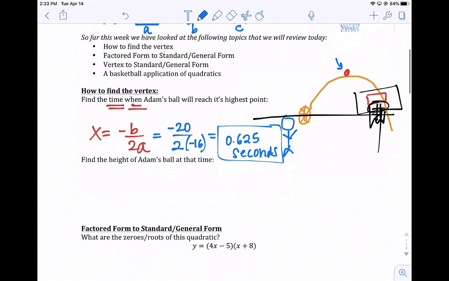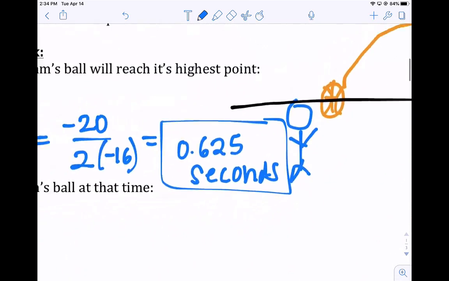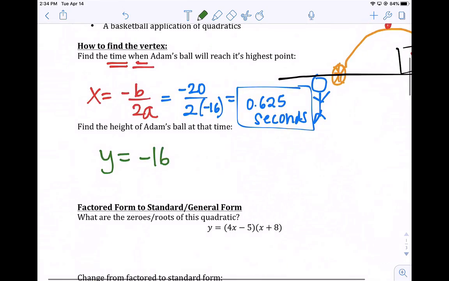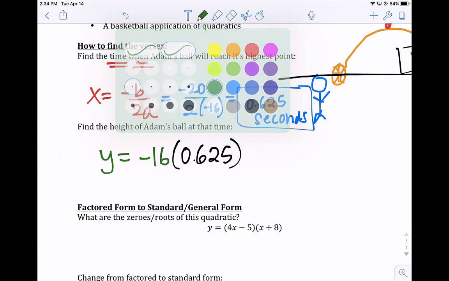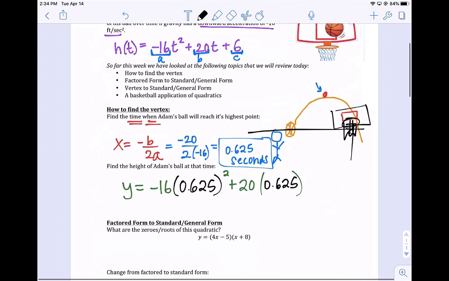Now the second question says, at what height is his maximum height? Find the height of Atom's ball at that time. To find the height, that is the y value, in this case h of t. So we're going to plug in 0.625 for t, or for x, whatever you prefer. I'm just going to say y equals, even though it's h of t equals. Every time I see a t, I'm going to plug in 0.625. So negative 16 times 0.625 squared, plus 20 times 0.625, and plus 6.